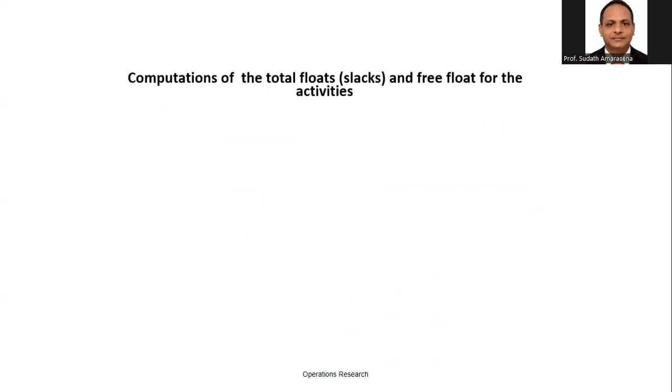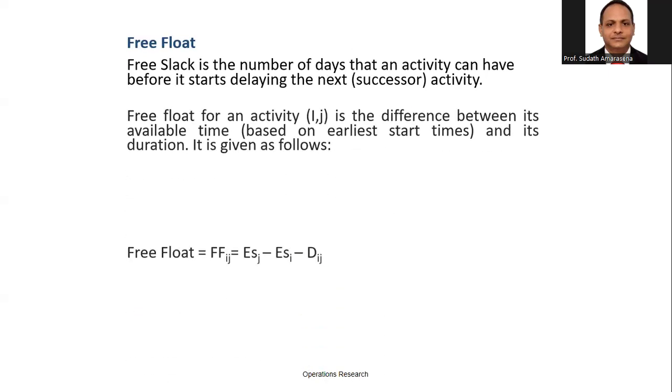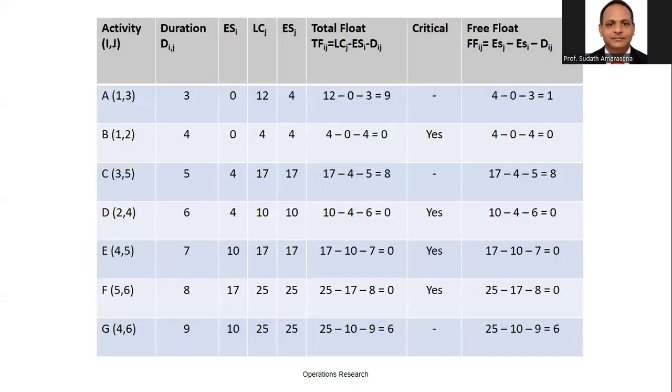Now you can see the answer for the total float and free float. I explained earlier. The whole table includes activities A, B, C, D, all with duration DIJ, ESI, LCJ, ESJ. Then we calculate using the formulas the total float and free float, and also a middle column.